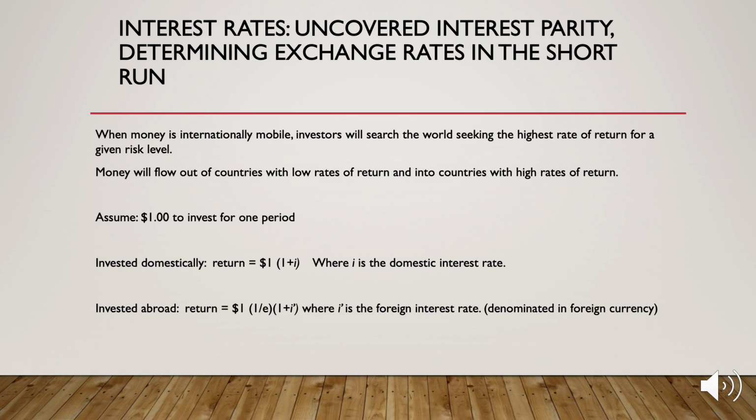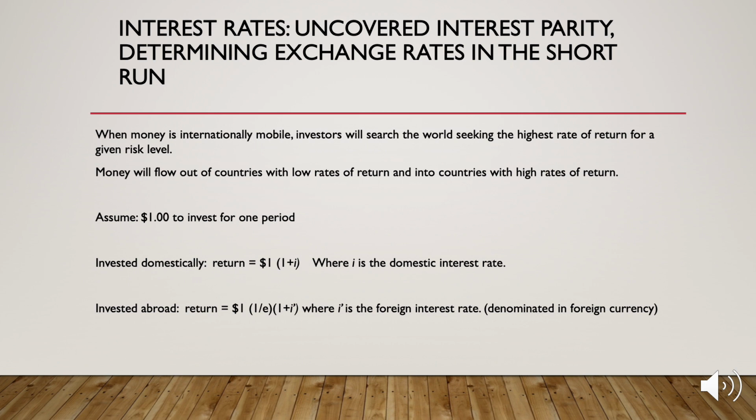So this is a determination of the exchange rate in the short run. Let's think a little bit about this. When money is internationally mobile, investors will search the world seeking the highest rate of return for a given risk level. Money will flow out of countries with low rates of return, and it'll flow into countries with high rates of return. So what we have is capital scouring the globe for high rates of return, flowing where those rates of return are the highest.